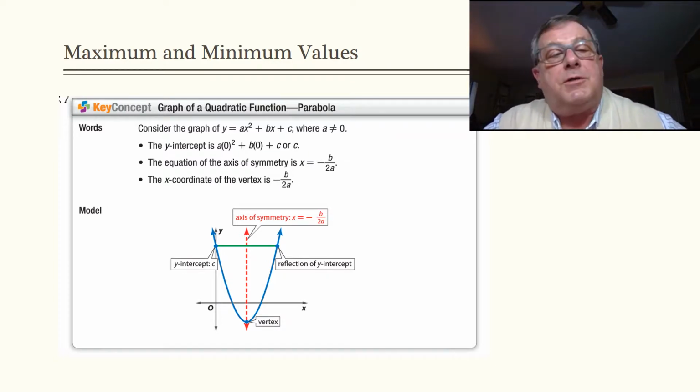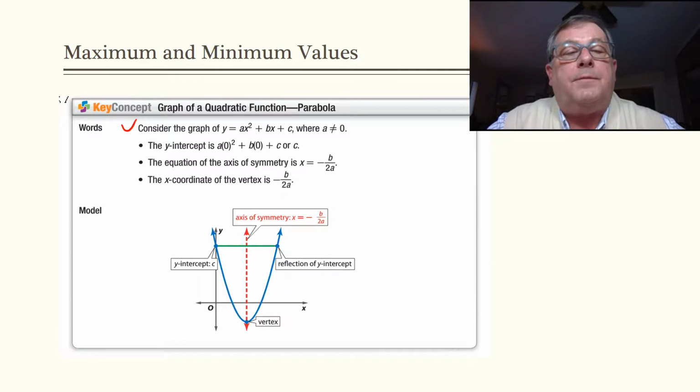And so first, if I look right here, it says consider the graph of y equals ax squared plus bx plus c, where a is not equal to 0. Now this is what we call the quadratic function in standard form. And from that equation itself, there's a lot of things that we can determine. Well, we'll just go down in order.